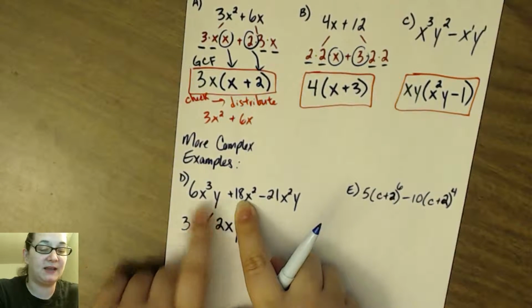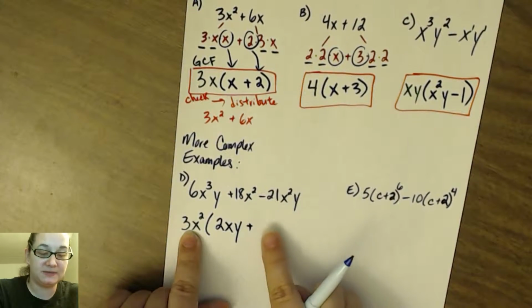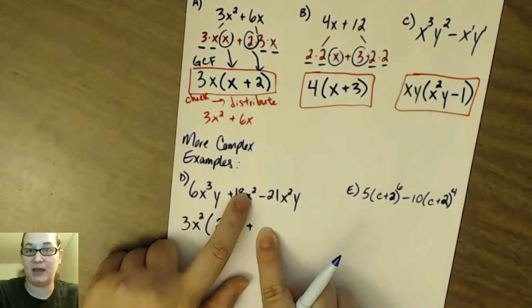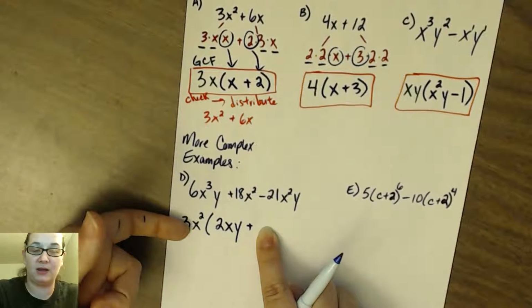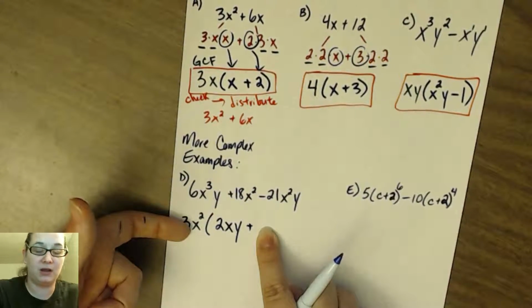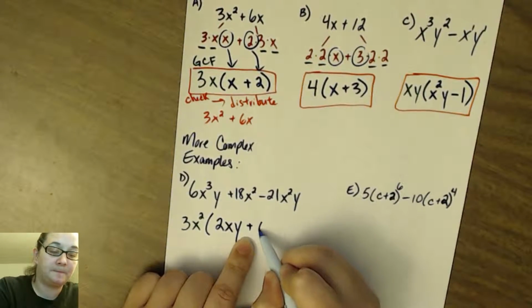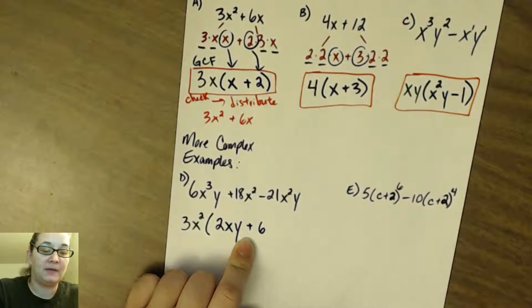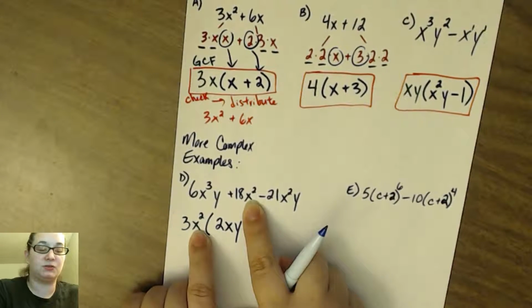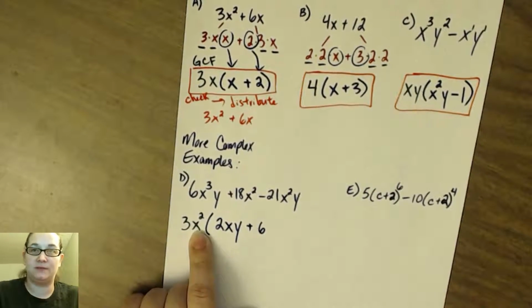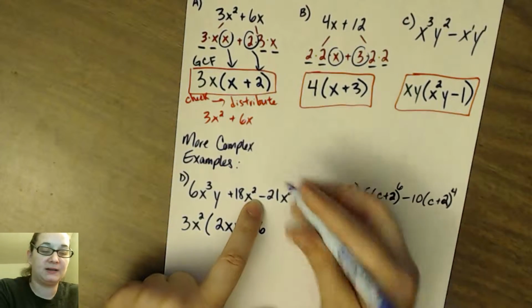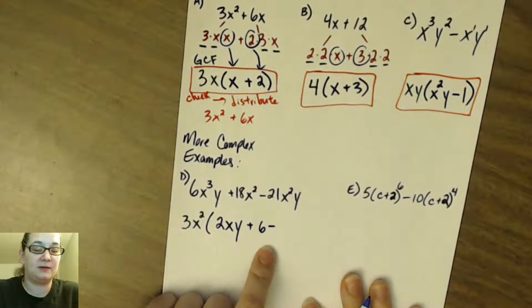Then there's an 18, and if I think about it, 3 times something would give me an 18. So in essence, I need to divide 18 by 3. So if I divide 18 by 3, I would get a 6. And then there's an x squared and there's an x squared, so I don't need to add any other variables. 6 is good. There's a minus sign, so I need to pull that minus sign down.